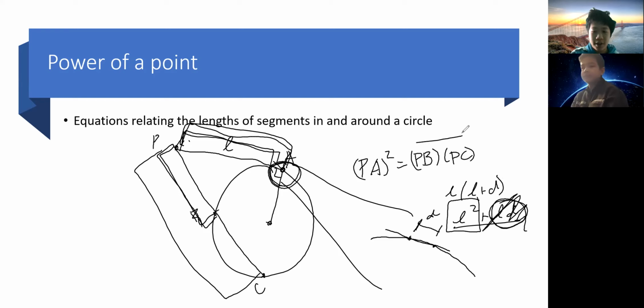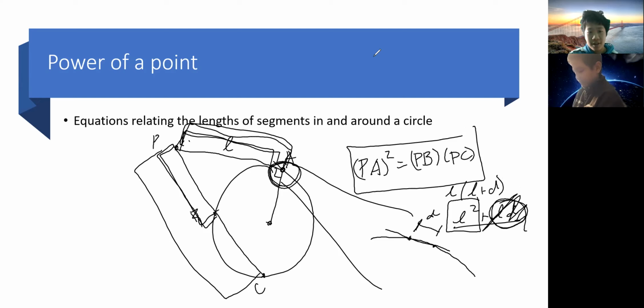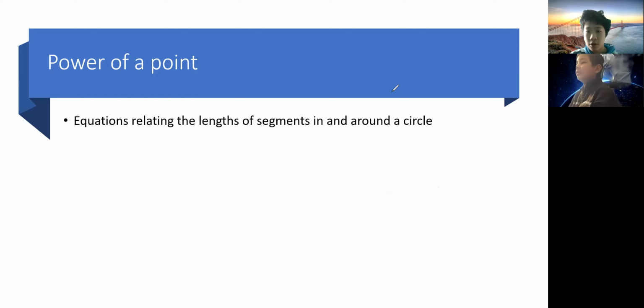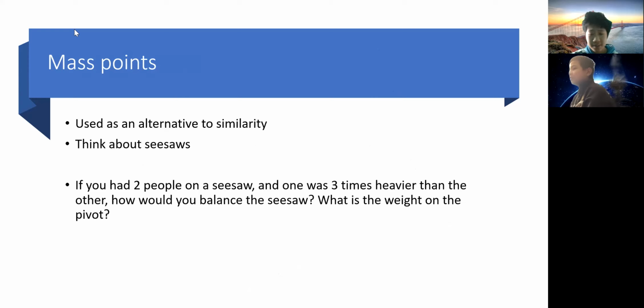So this tangent formula actually just comes from our secant formula. It's just that a tangent is basically a secant, except this length here that intersects the circle in is very, very small. It's 0, basically. Any questions about these 3 formulas? Cool. Now we'll go on to mass points.